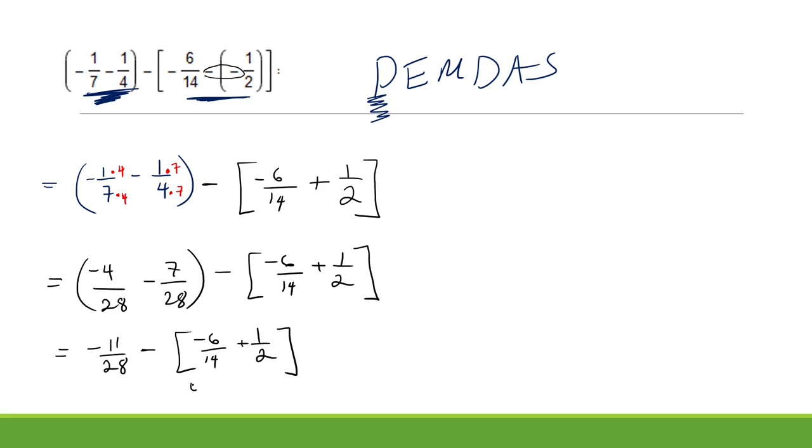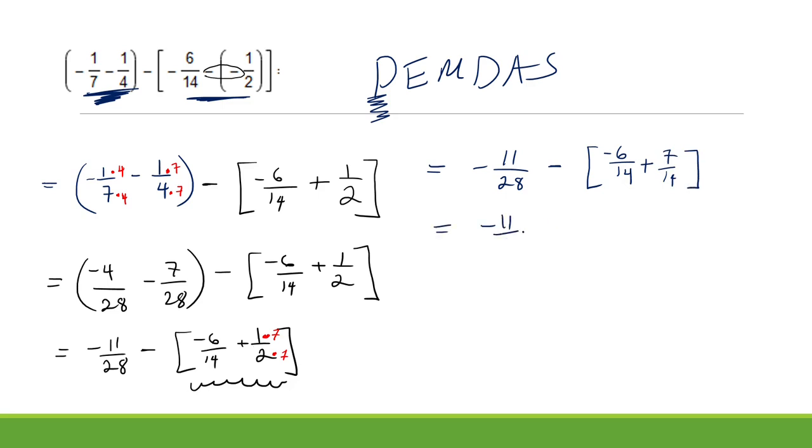Now we still have parentheses. This is still considered a parentheses, so we'll have to do that first. I need to get common denominators, so let's multiply the top and bottom by 7, and that will give me a 14 on the bottom. So you'll just have to think, do you need to multiply one side or both sides to get the same denominator? So now we have negative 11 over 28 minus negative 6 over 14 plus 7 over 14.